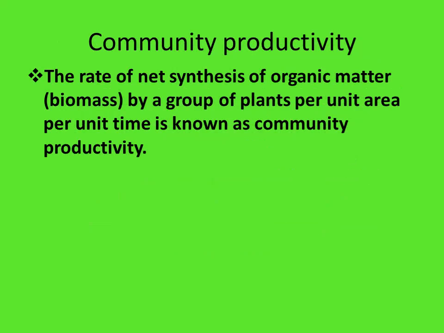Community productivity is the rate of net synthesis of organic matter by a group of plants per unit area per unit time. The plants present in the same habitat, of different varieties or maybe the same kind, so the total productivity is called community productivity.